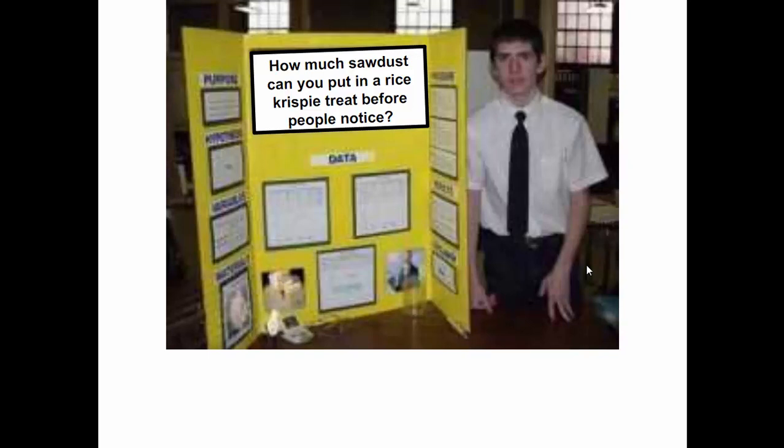What would a control group be in this experiment? Mitchell? The group that eats regular Rice Krispie treats. Yeah, I would make a batch of regular Rice Krispie treats. What are the experimental groups then? Jack? The ones that have sawdust in them. Yeah, all the others that have the varying amounts of sawdust. Okay.